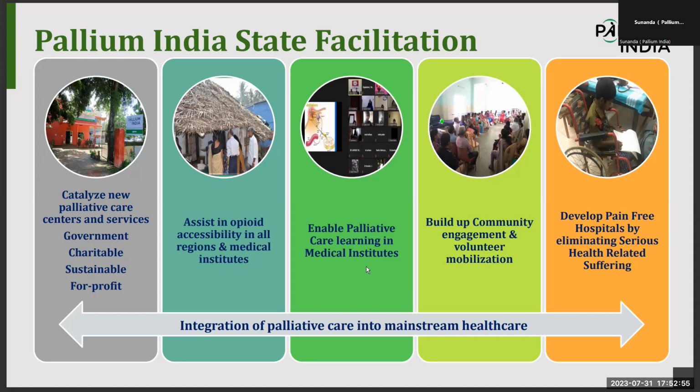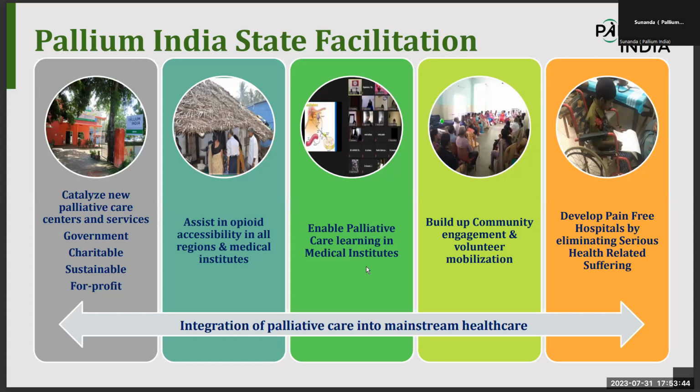Then the next one is that we work with stakeholders to help them build community engagement and mobilize volunteers. Here in Pallium India, we create awareness among the public and get people with similar interests together. They form a group as link centers, and then take ownership of taking palliative care across their region. If you already work in a community and can train them as volunteers and take their help, we can help you mobilize, build the community engagement, and strengthen it.